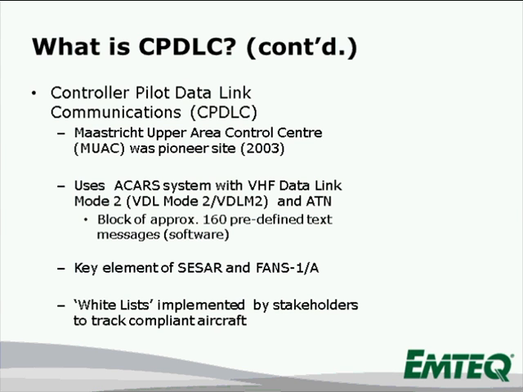And essentially, CPDLC uses an ACARS system for the VHF Datalink radio to provide those text messages for those communications. CPDLC is actually the reference to the 160 predefined text messages that are located in the ACARS software. Those are standard text messages for altitude changes, for speed changes, heading changes, things of that nature that are already in the software that's provided with the ACARS system.